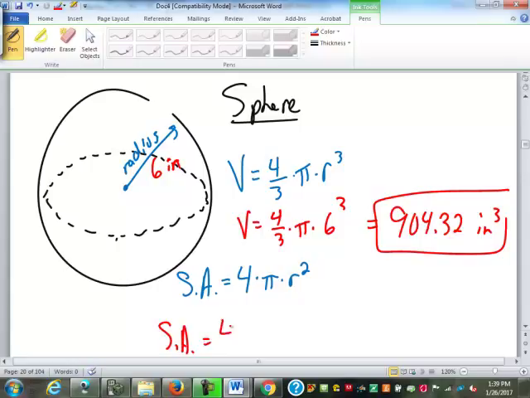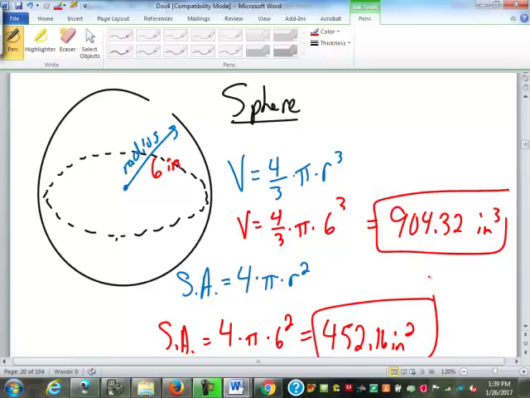Surface area, it'll be 4 times pi times 6 squared. 452.16 inches squared.